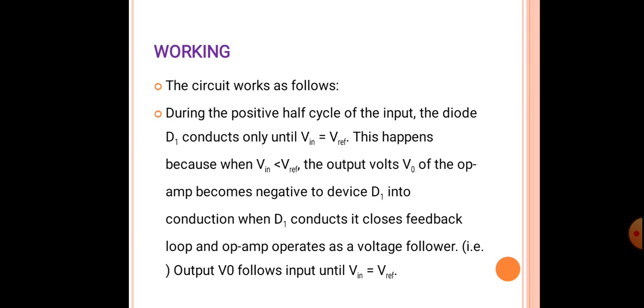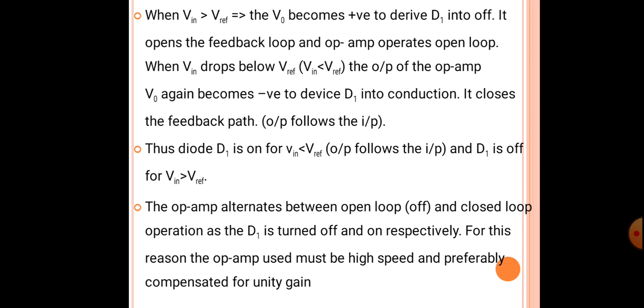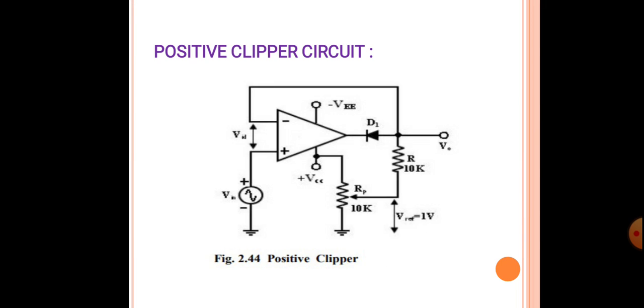Before looking into the working, first we can see the circuit diagram. This is the positive clipper circuit. It has diode D1, resistors, an operational amplifier and a V input. The condition is that V input should be less than V reference. Please have a close look at this circuit, which will help you with a better understanding of this concept.